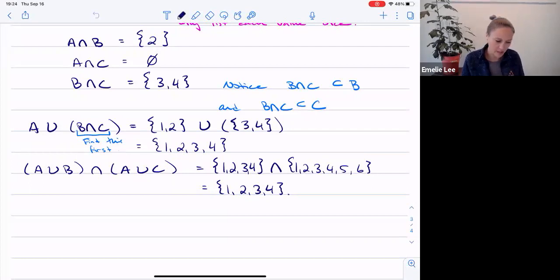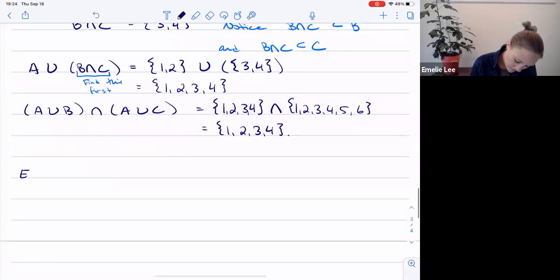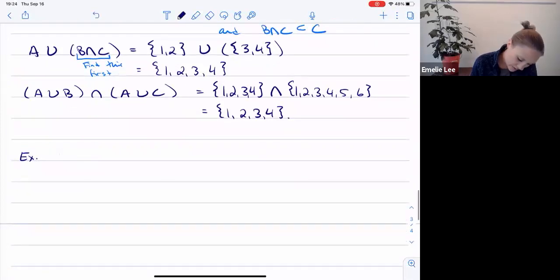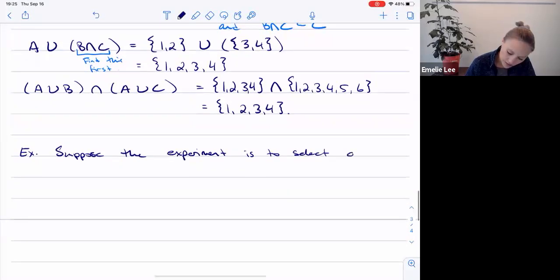In fact, here it comes. Usually we're not talking about just discrete values, right? So not just integers. Often we're going to be talking about numbers on a number line, right? And so, for example, suppose the experiment is to select a real number.